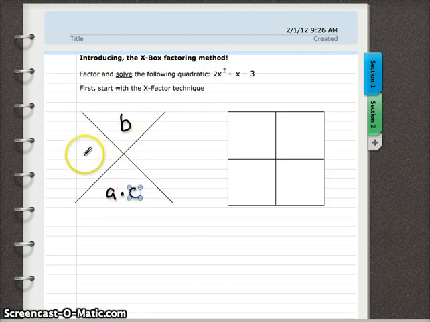On the sides are still the factors that multiply to get this, right, and add up to the top. So those are our factors here on the side.